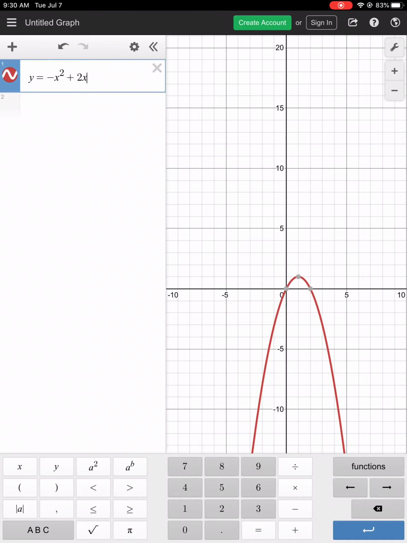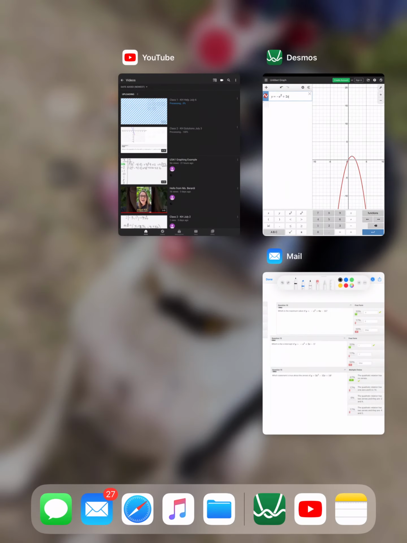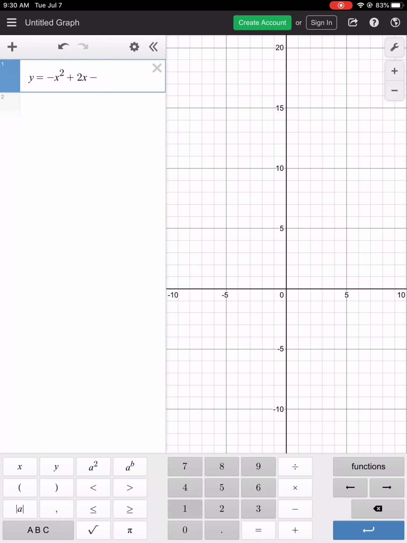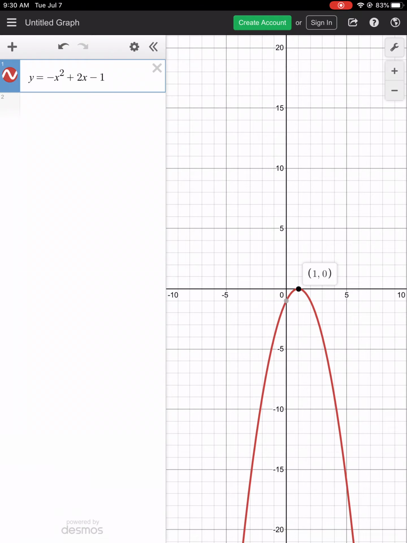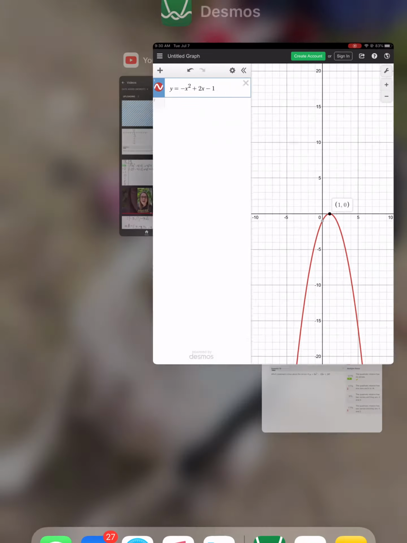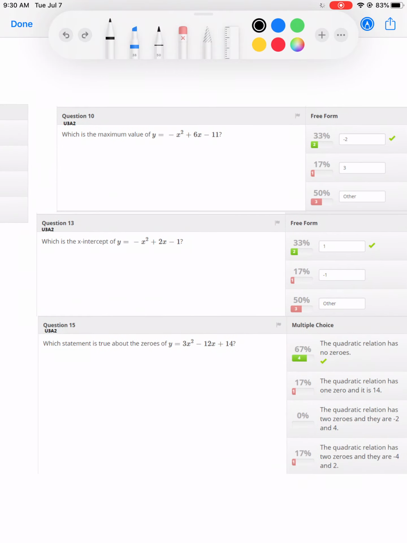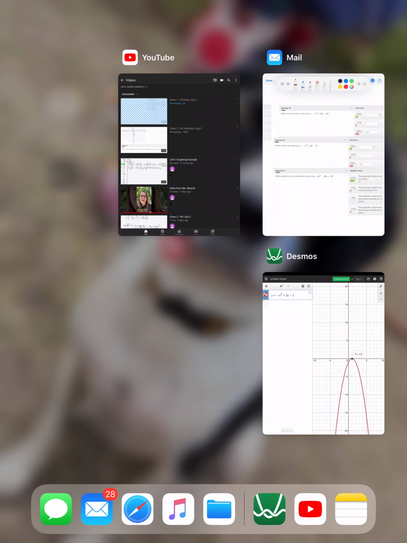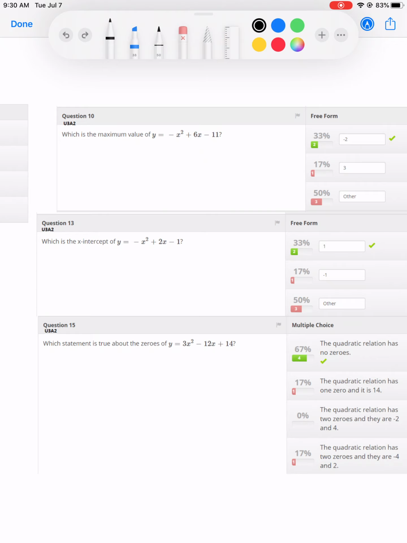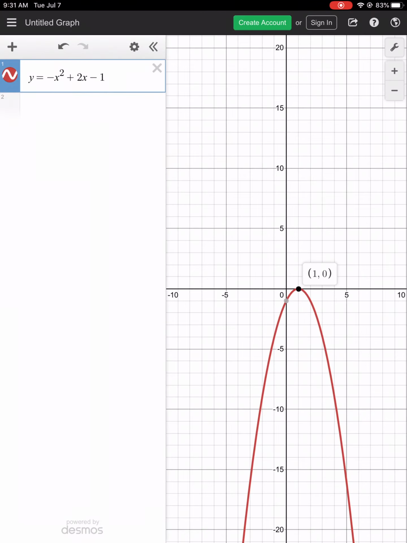Plus 2x minus 1. Okay, there's our vertex. Remember, it always has to deal with our y value. Did I get that equation right? Yeah, I think so. And that's why it's got to be 0. Oh, saying it's 1. -x squared plus 2x minus 1.